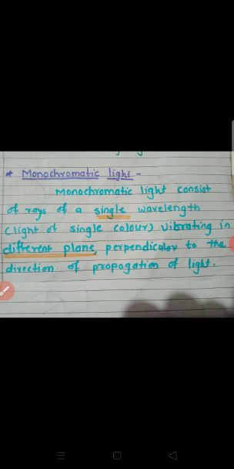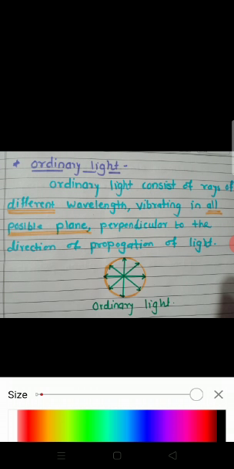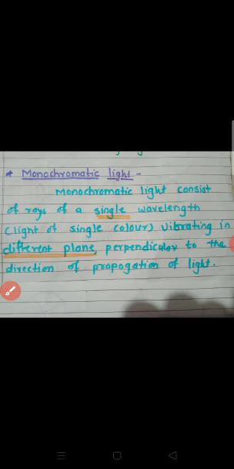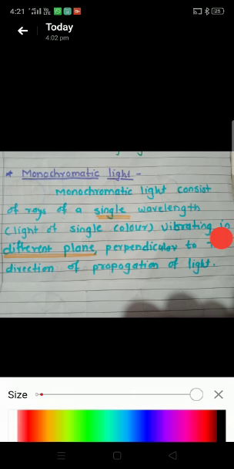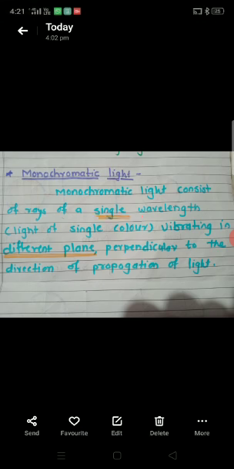In ordinary light, rays consist of different wavelength. In monochromatic light, rays consist of single wavelength. These are the 2 points, ordinary light and monochromatic light.